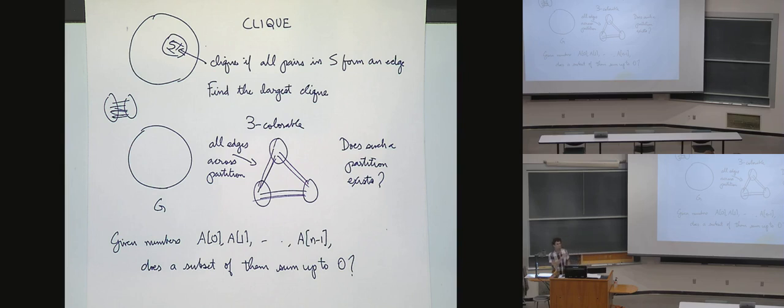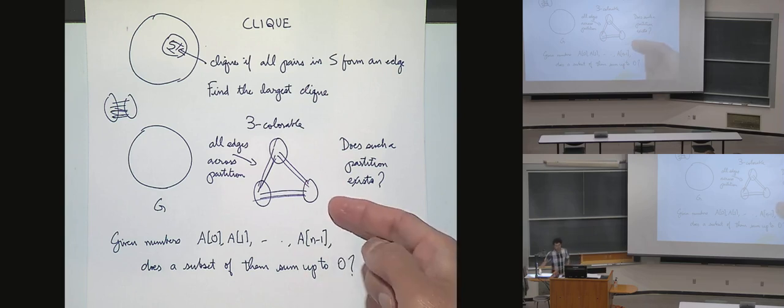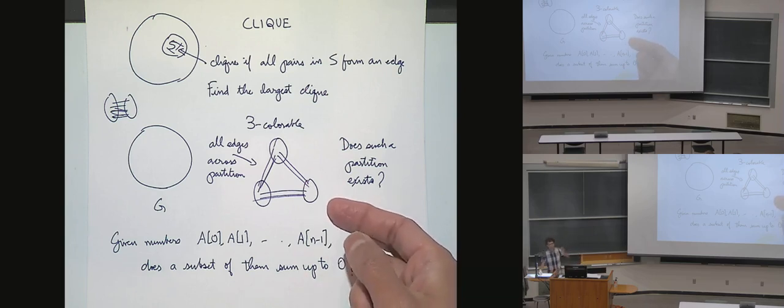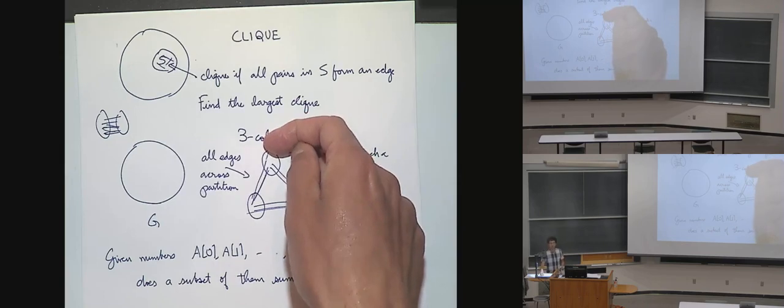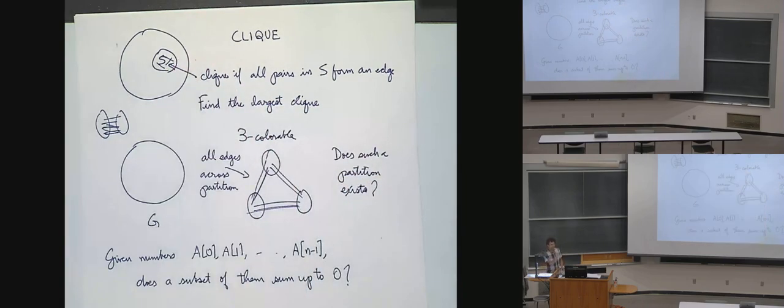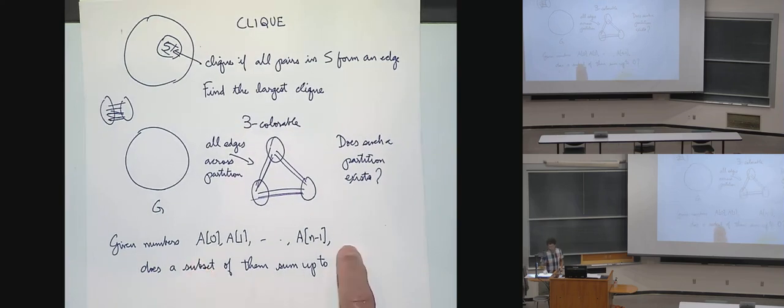Okay? That's another problem. So all of these problems you can see are in NP. Meaning, if there is a solution, and someone gave you the solution, there's an efficient piece of code that checks if the solution is correct. Right? Because in this case, it's easy to check. You can just check all the edges go across. There's no edge in between. In this case, you can check if something is a clique.